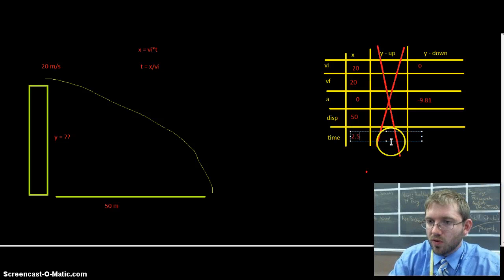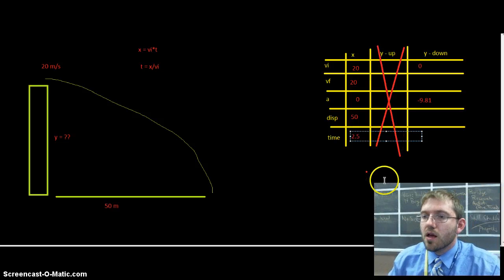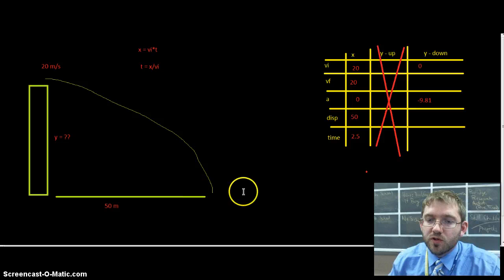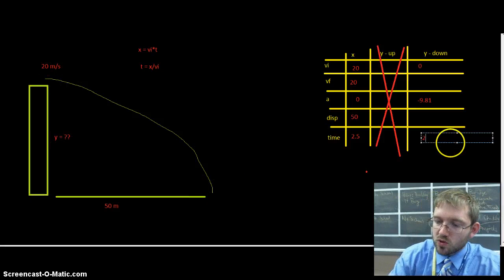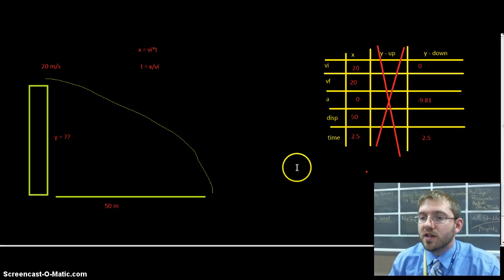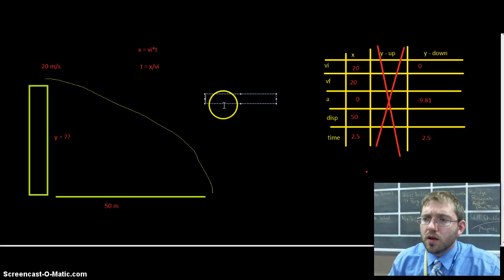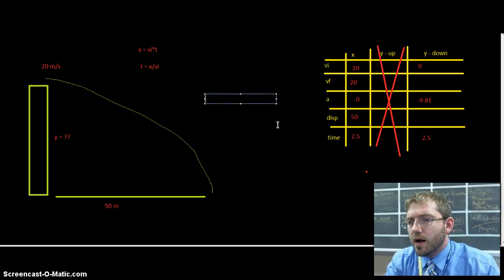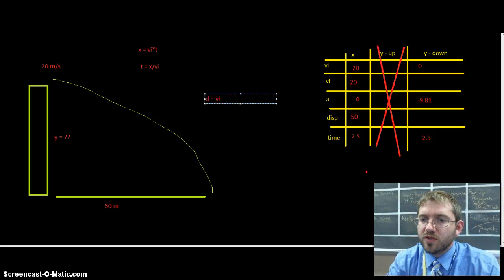I guess that makes sense, 2.5 seconds. Well, if it was moving horizontally for 2.5 seconds, since there's only half of a parabola, that also tells me it was falling through the air for 2.5 seconds as well. And if I want to know how high up it went, its displacement, well, I could use the equation displacement equals Vi time plus 1/2 times negative 9.81 times time squared.